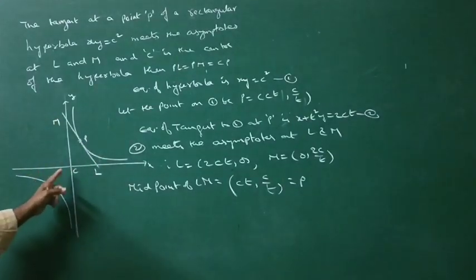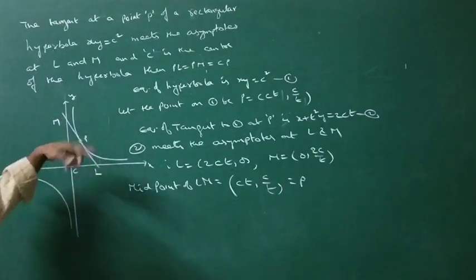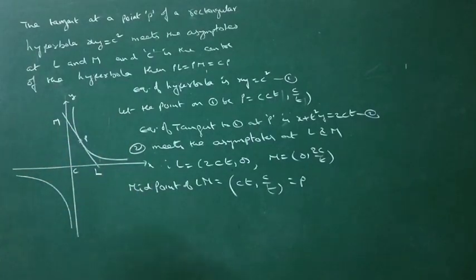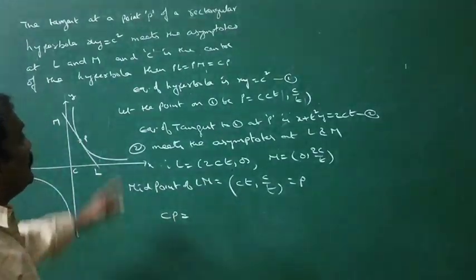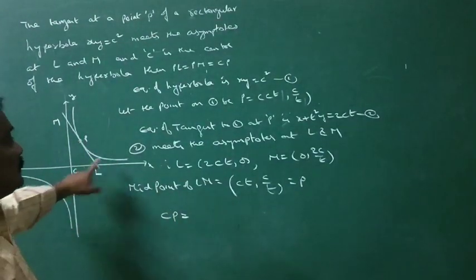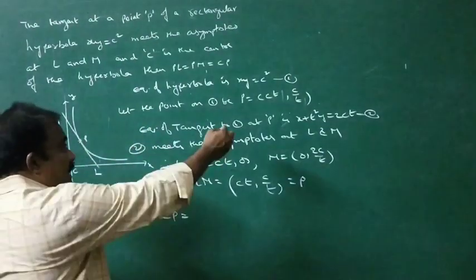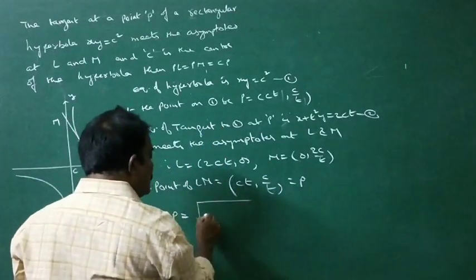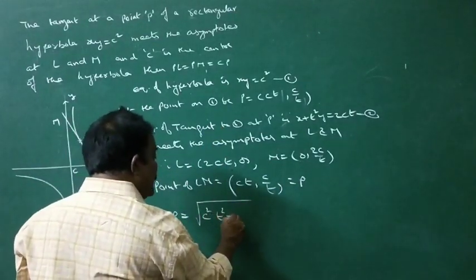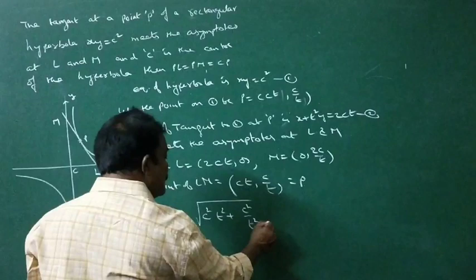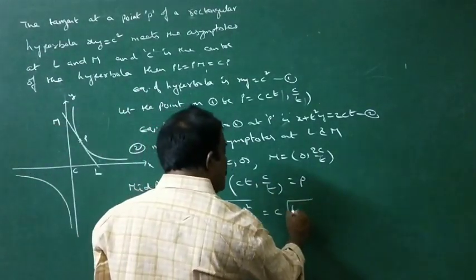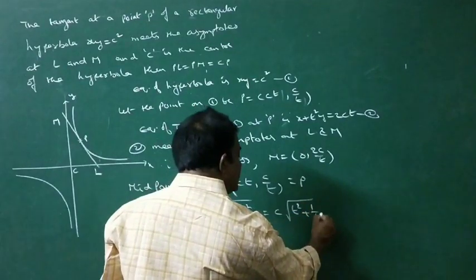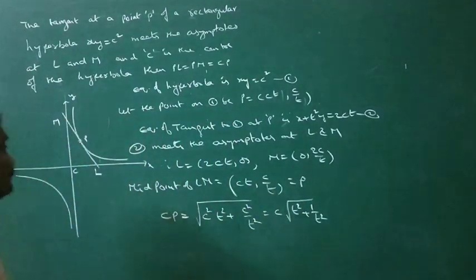Now we have to prove that it is also equal to CP. Now CP equal to, what is CP? C is the center 0 comma 0 and P is the point ct comma c by t. From this one, c square t square plus c square by t square. By taking c square as common, we are getting c into root over t square plus 1 by t square. This is the length of CP.